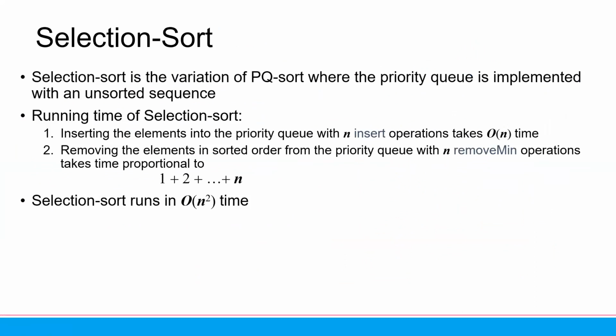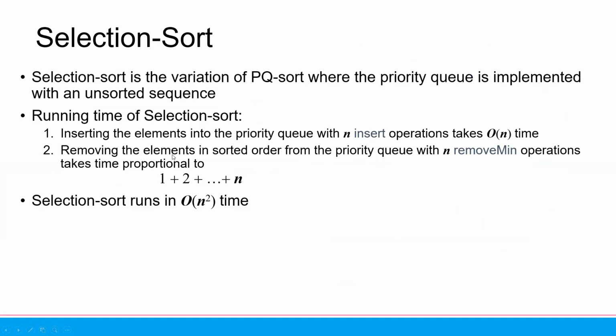So I'm going to use a selection sort for this one. The selection sort is a variation of the priority queue sort, where the priority queue is implemented with an unsorted sequence. Unsorted sequence means when we apply the priority queue, we just make the sequence 4, 5, 2, 3, 1 without any sorting, and then we will sort it when we want to remove it.